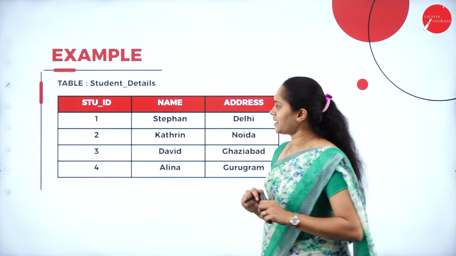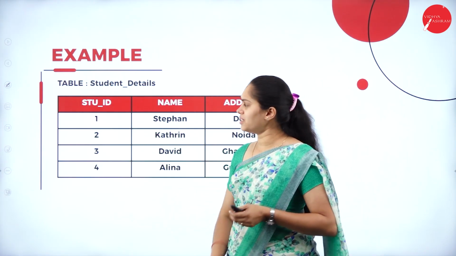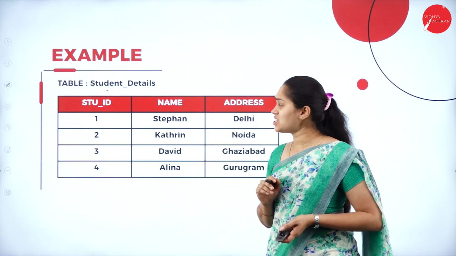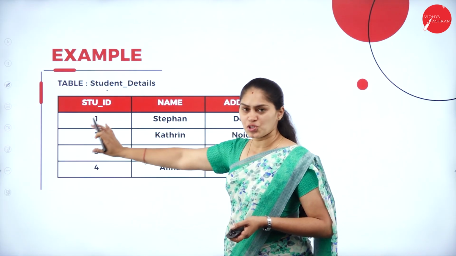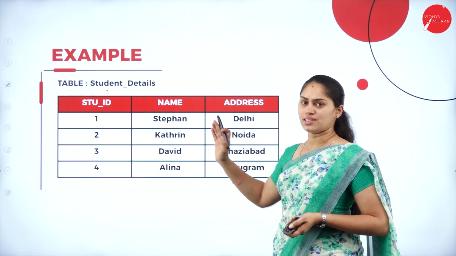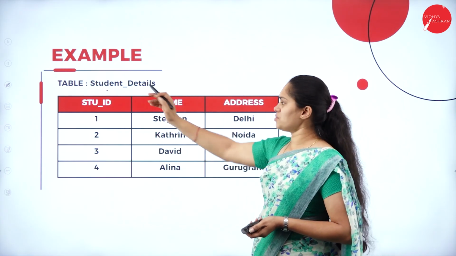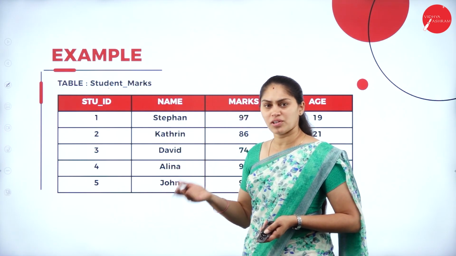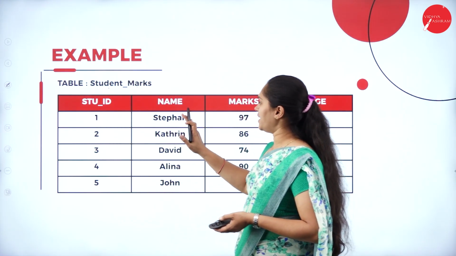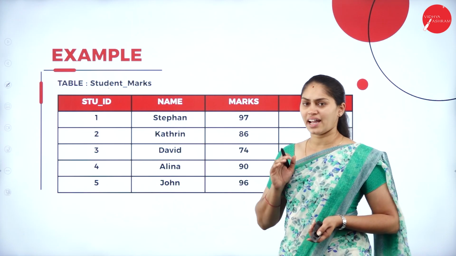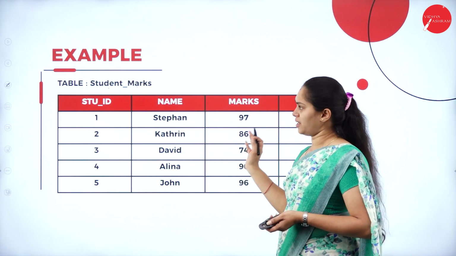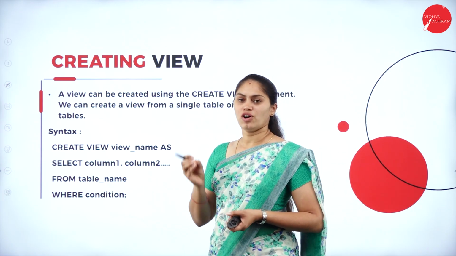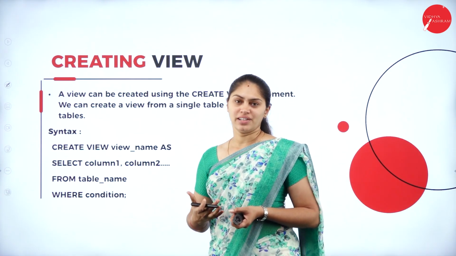Then consider the example. Here I have 2 tables. One is student details and another one is student marks. In the student details table, I have student ID, name and address. So these are the 3 columns of student details. And we have student marks, that is one more table. There I have student ID, name, marks as well as age. So these are the 4 columns. Whenever we have a view, you can use the columns of one or more tables in order to create it.